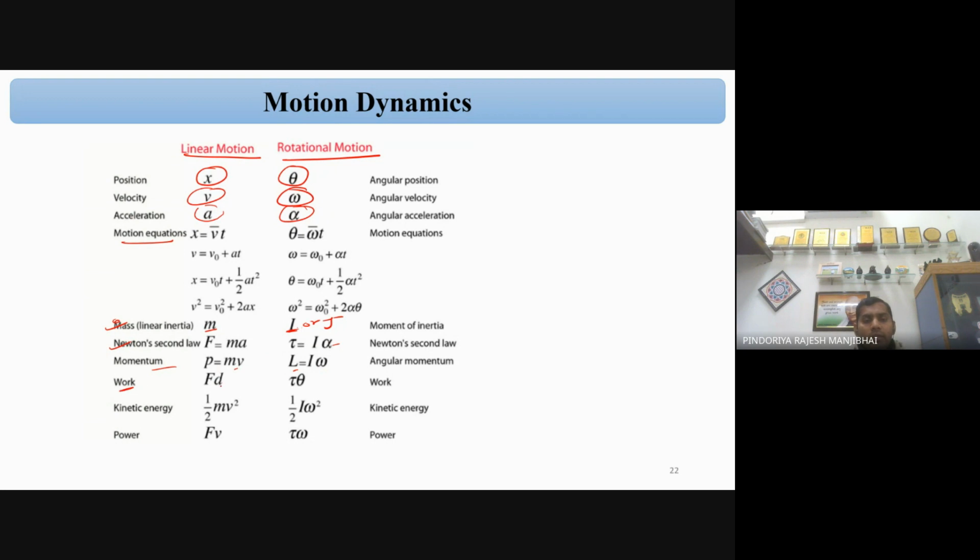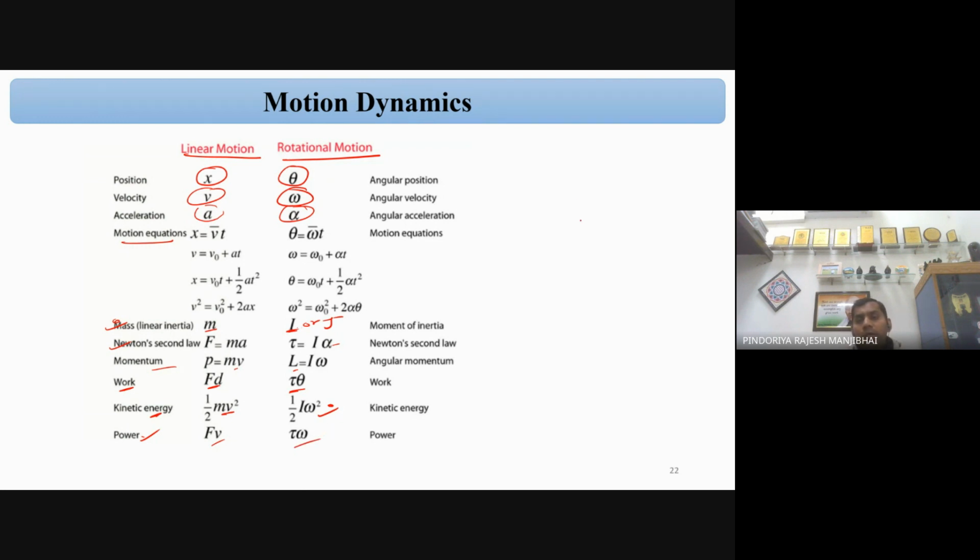Work done is F into d, where F is force and d is distance, correct, for linear motion. But work for rotational motion is torque into theta, correct? Kinetic energy is 1 by 2 mv square, and for rotation it is 1 by 2 J omega square. And finally, power: for linear motion it is force into velocity, but here it is torque into omega.